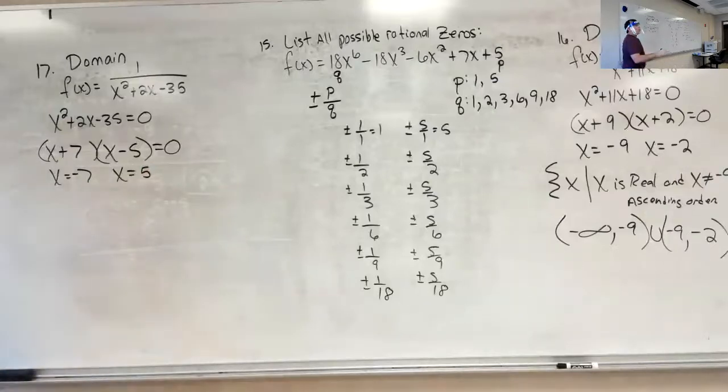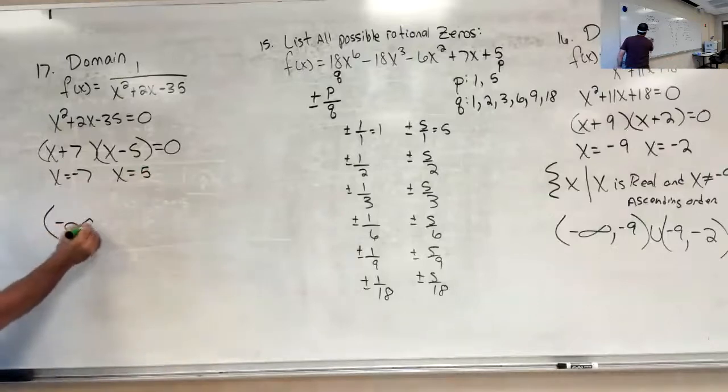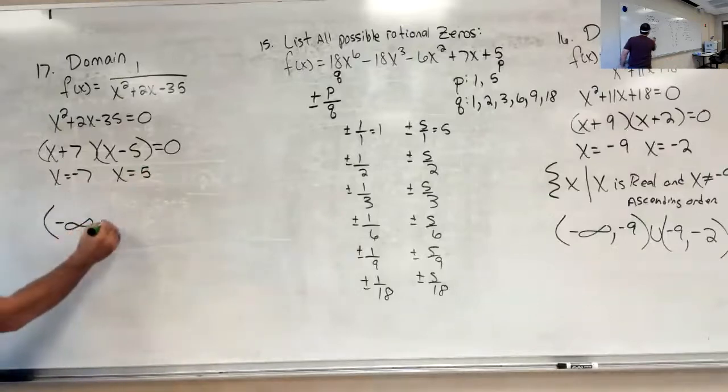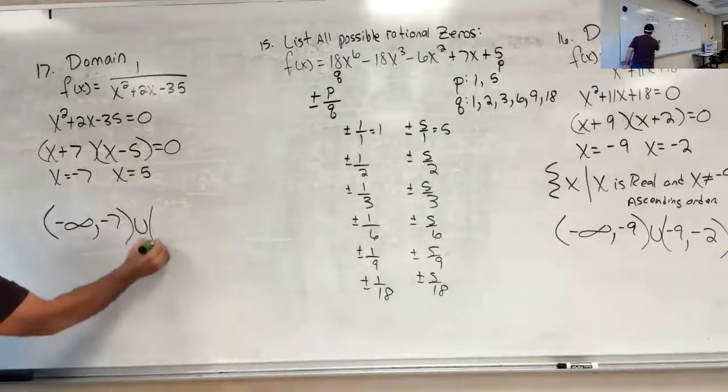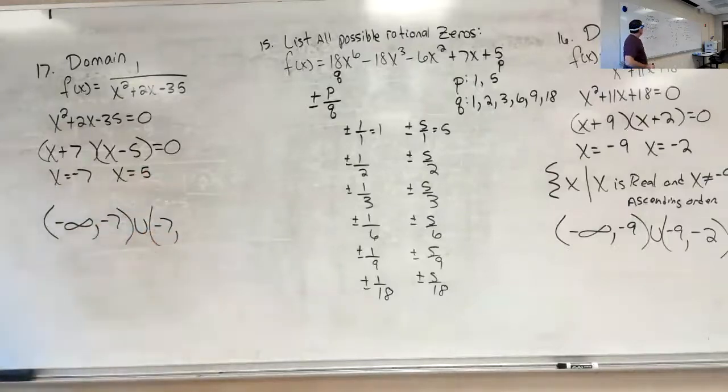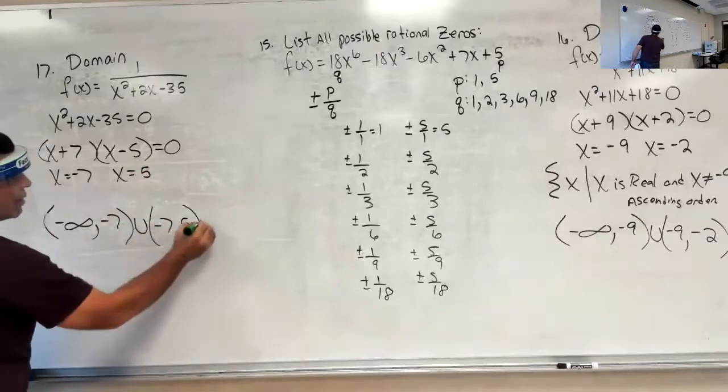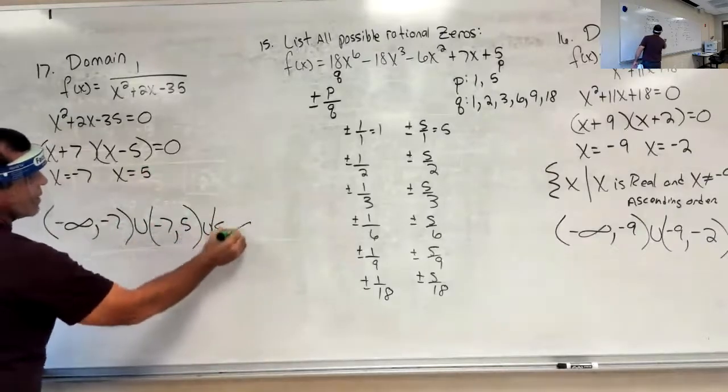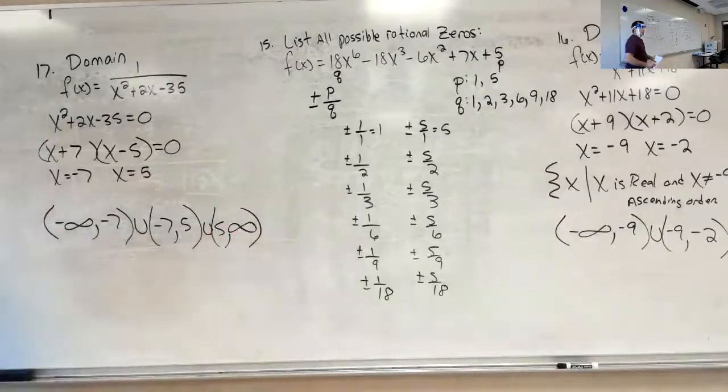So this one only wanted it in interval notation. So you start at -infinity. I'm going to hit the -7 first. Union around that -7. Then I'll hit the 5. Union around that 5 until I hit my positive infinity.